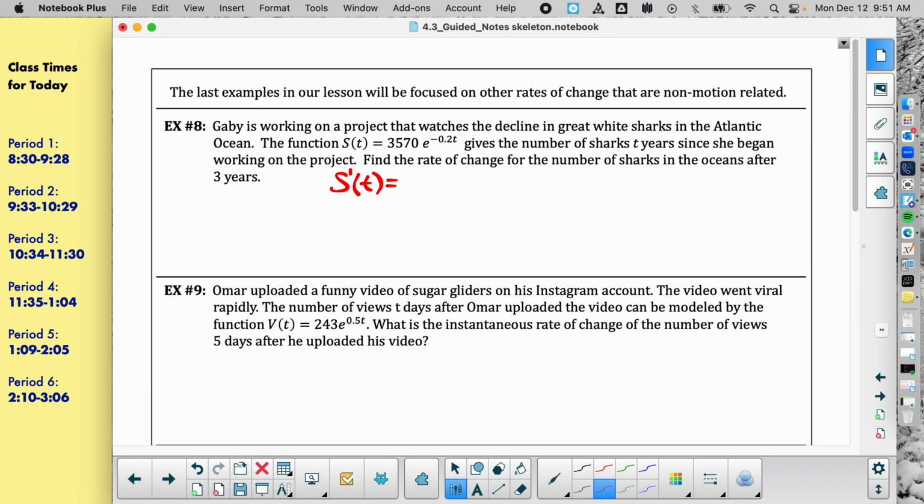So you're going to rewrite the exact same number multiplier will follow to the derivative. When you have e to a power, you just rewrite it times the derivative of the power. So the derivative of negative 0.2t would be negative 0.2.